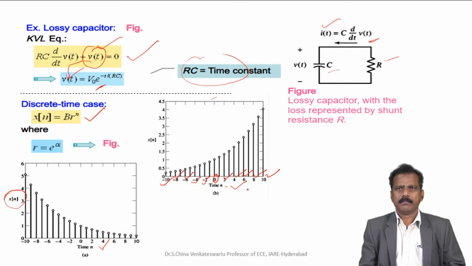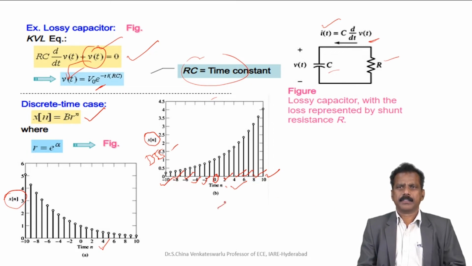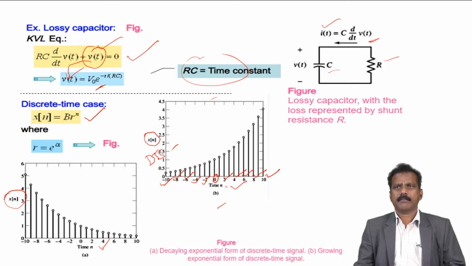So with reference to time n versus the continuous and discrete time signal, DTS, discrete time signal. In the discrete time case, x of n is equal to b into r power n. These are the decaying exponential form. If you are using discrete time cases, this figure is followed by the decaying exponential form of a discrete time signal.